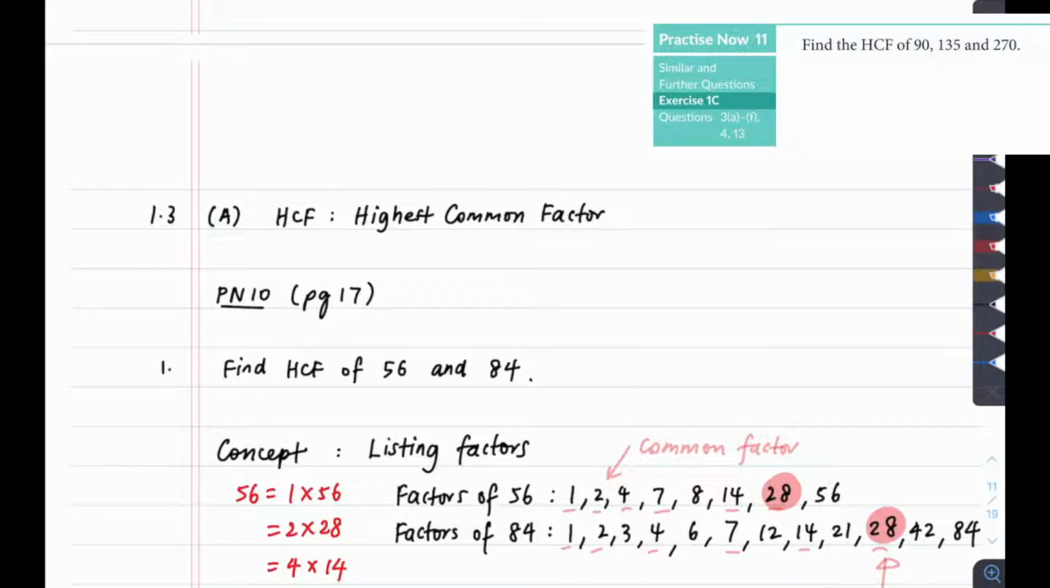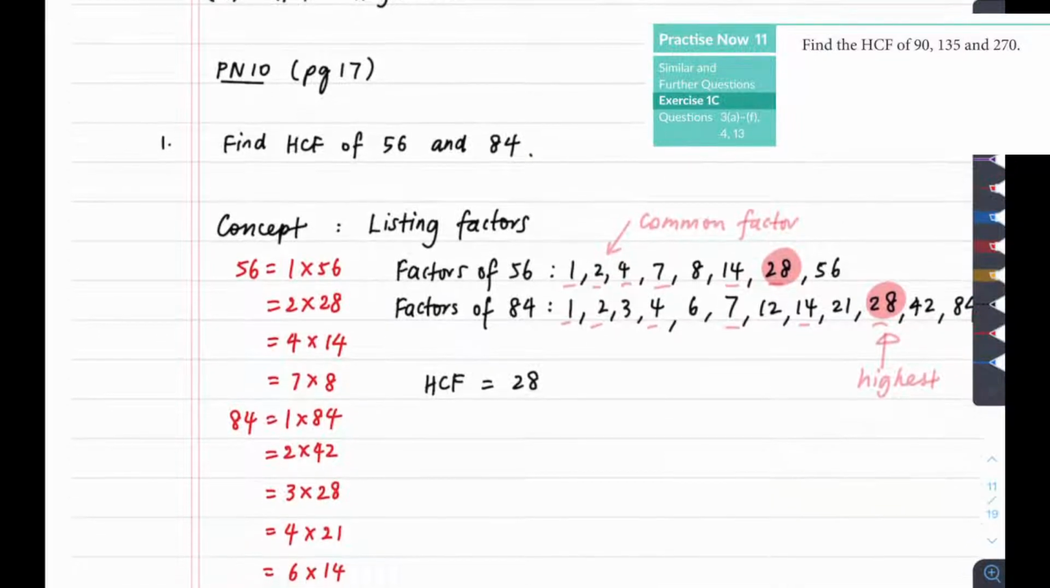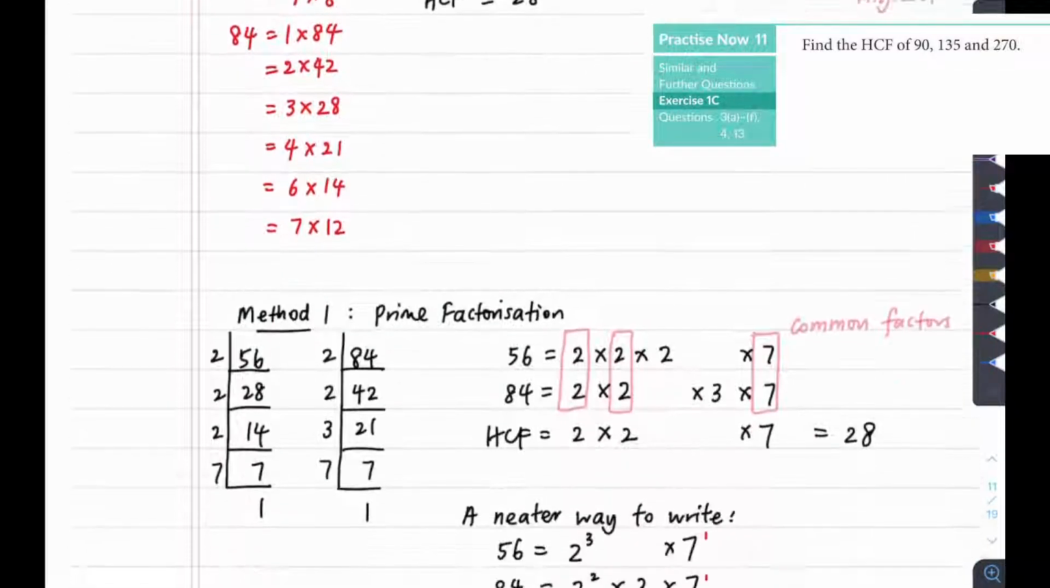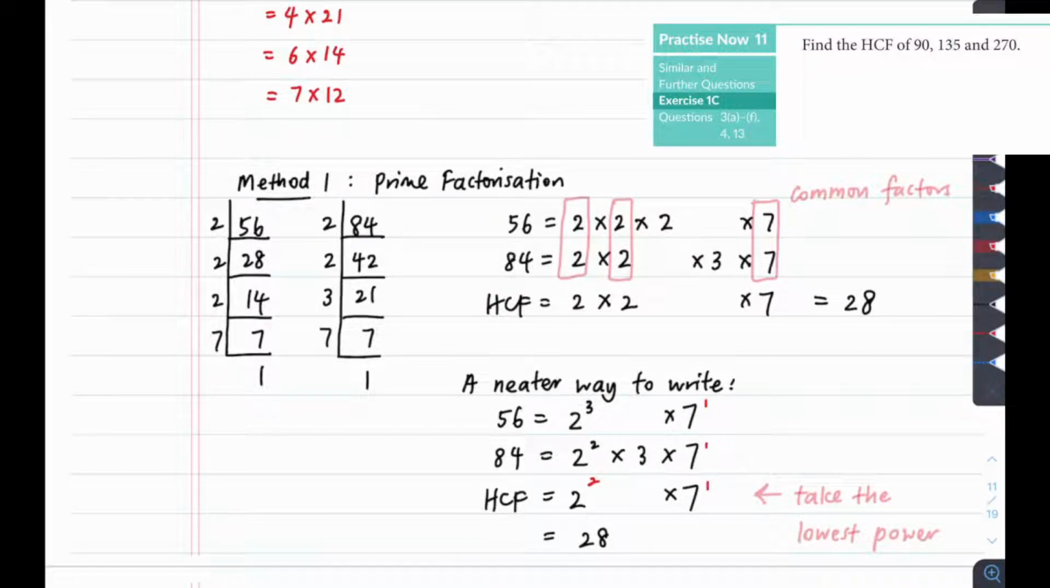Okay, hi everyone. Previously in our lesson, we have covered highest common factor, and for our highest common factor, we had explored three methods. We listed down the factors, and we listed down the common factors, and we find the highest one. And then we also explored the method of factorization, prime factorization to be exact, and then we factorize them to prime numbers and we take out the lowest power.